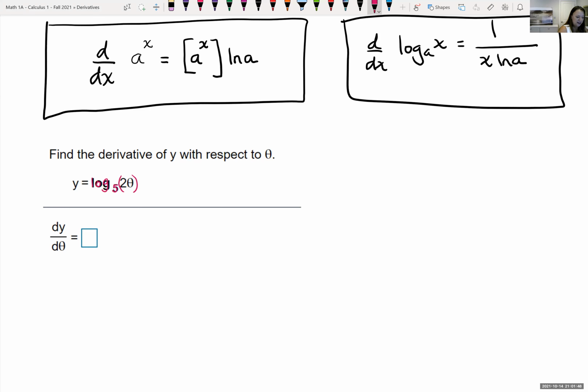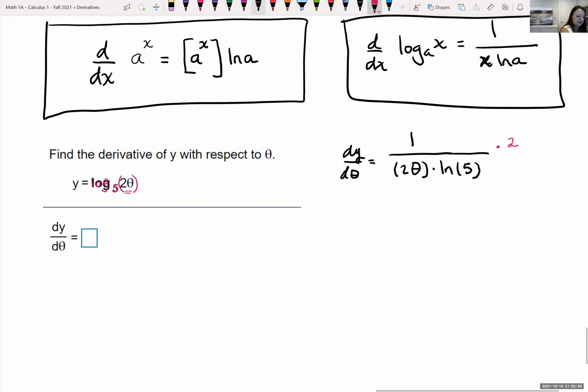And so if I apply the chain rule there, I know my dy d theta in this case is equal to 1 over what we're taking the log of, which in our case is 2 theta, times the natural log of the base of our log, which is 5, times the derivative of our inside. And so if we look at the derivative of 2 theta with respect to theta, that's just 2.